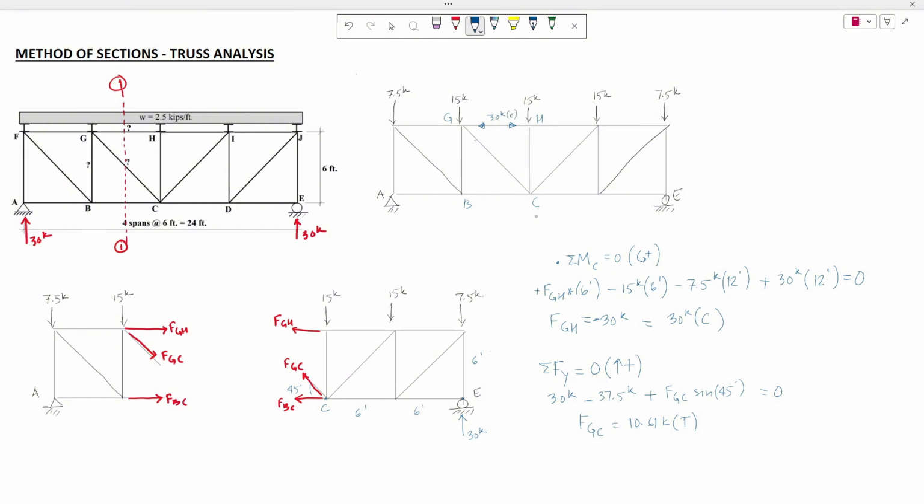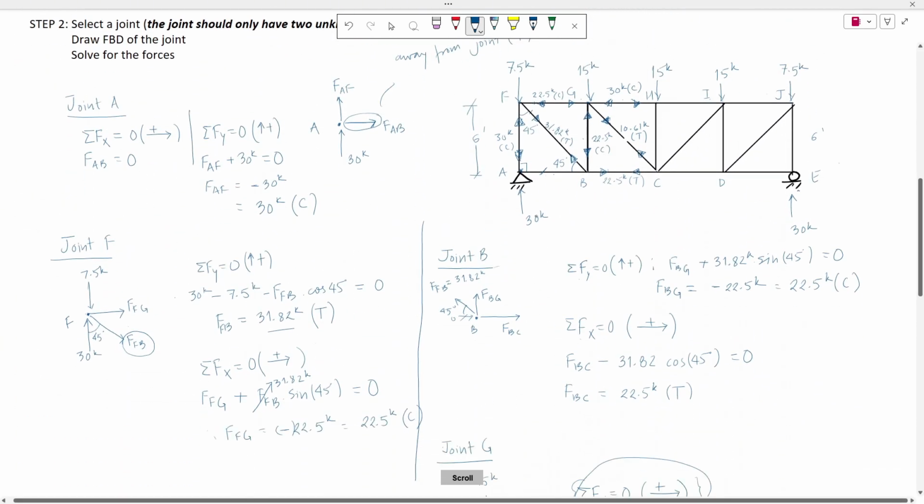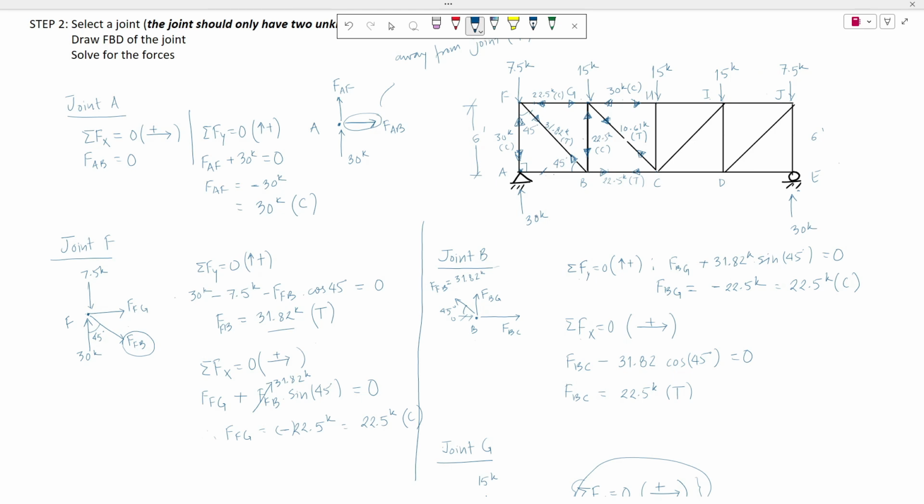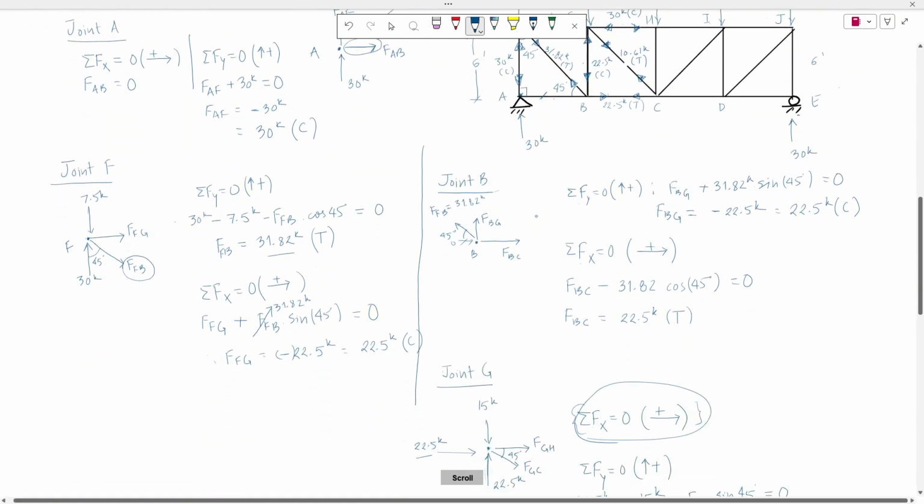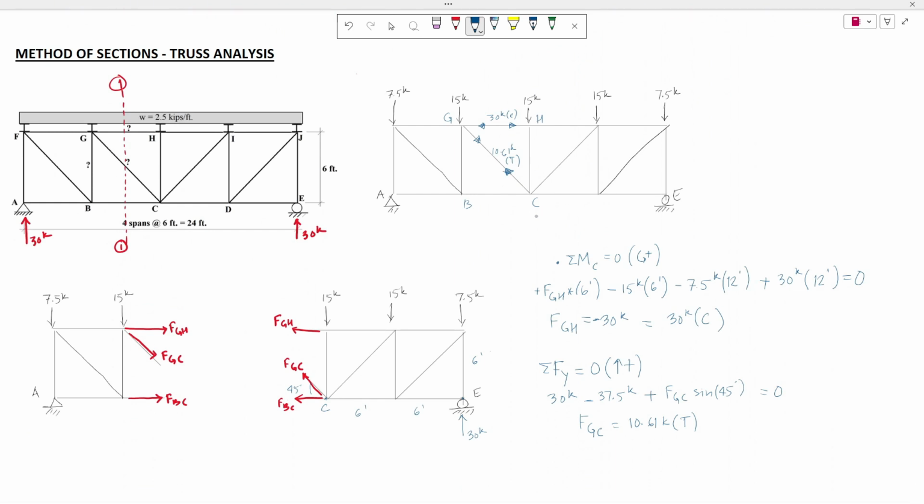GH was in compression, so compression again is towards the joint, 30 kips in compression. GC is tension, away from the joint, which is 10.61 kips tension. Again, to calculate the member force GC using the method of joints, we had to first calculate all these member forces and then finally come towards this point. By using the method of sections, you can just cut one section that includes those unknown forces and then use the equilibrium equations and simply find the unknown forces.